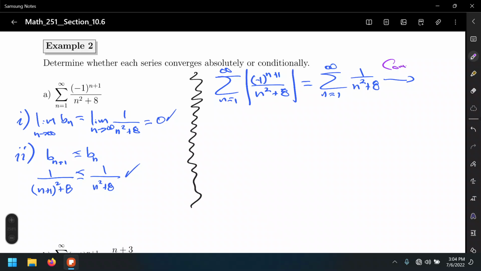And so compare with sigma n equals 1 to infinity of 1 over n squared. What do we know about this series, by the way? 1 over n squared. It's a convergent, what kind of series again? P-series. All right, convergent.